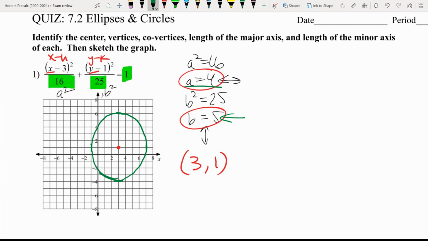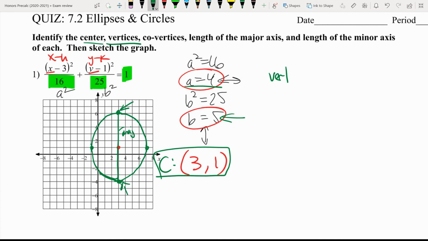It doesn't have to be perfect when you draw it. You just need the basics. But let's list off these other things. We already had the center here. Vertices, that's these guys here and here. But some are vertices, some are co-vertices. The vertices go along the length that's the longest, which is this right here. So this right here is our major axis, and these are the vertices.